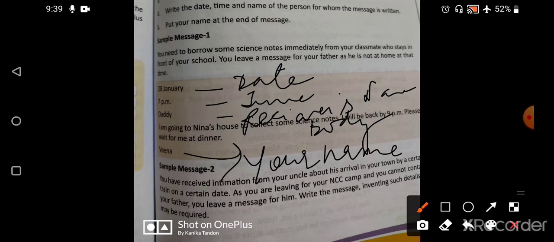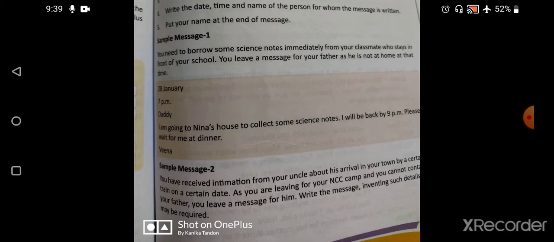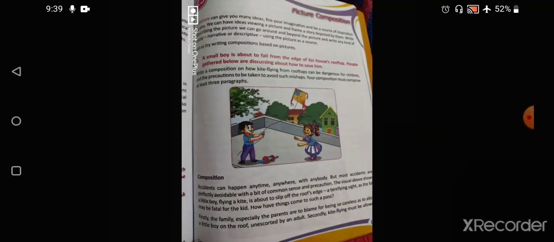All right, the rest are the examples. You can read it yourself and understand. Now next one is picture composition.